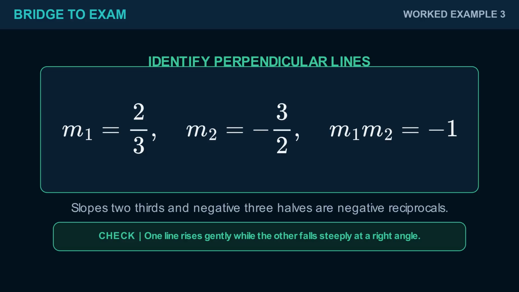Worked Example 3. Slopes 2/3 and -3/2 are negative reciprocals. Their product is -1, so non-vertical lines with these slopes are perpendicular. Check. One line rises gently while the other falls steeply at a right angle.